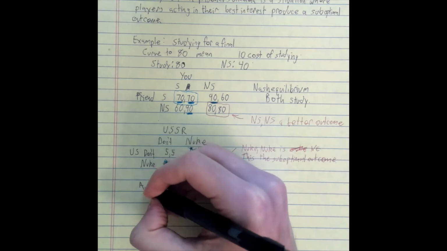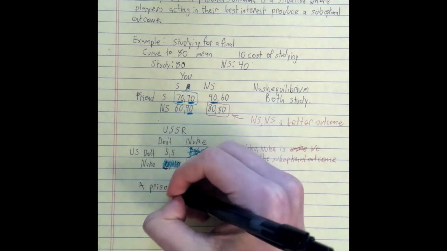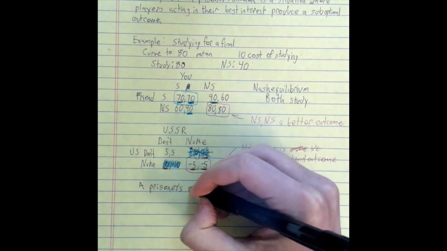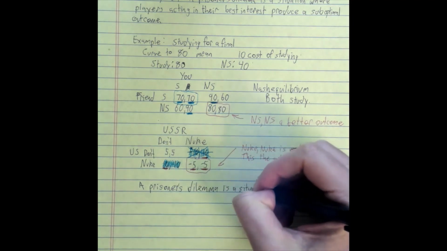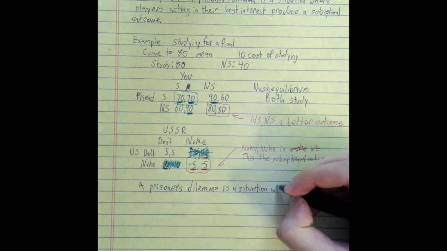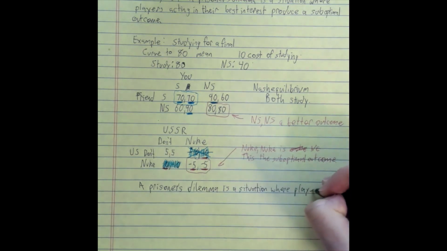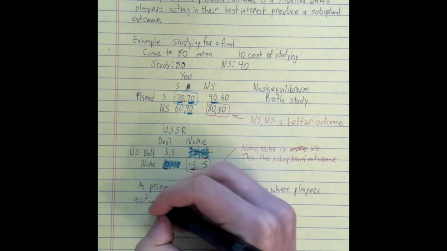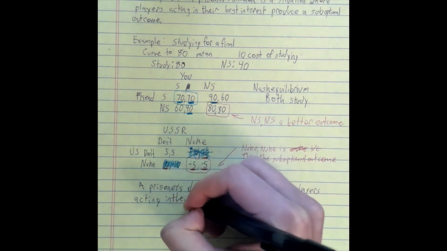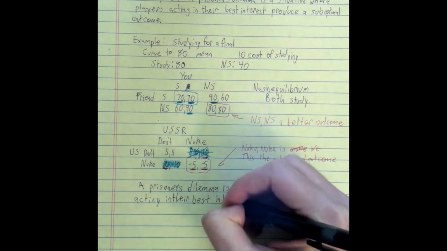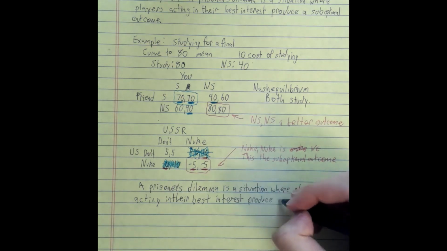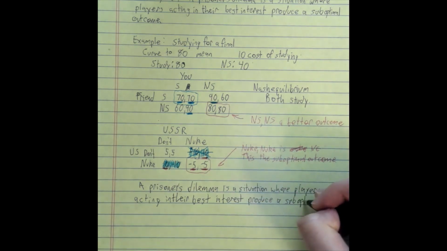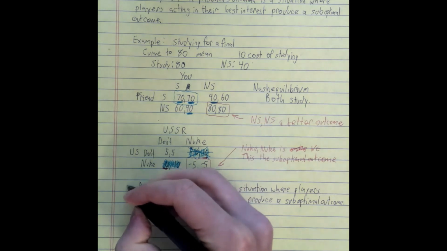So first, a prisoner's dilemma, and I've already written this, is a situation where players acting in their best interest produce a suboptimal outcome. Right, so that's sort of takeaway one.